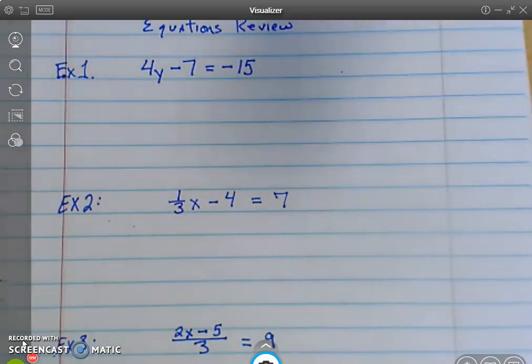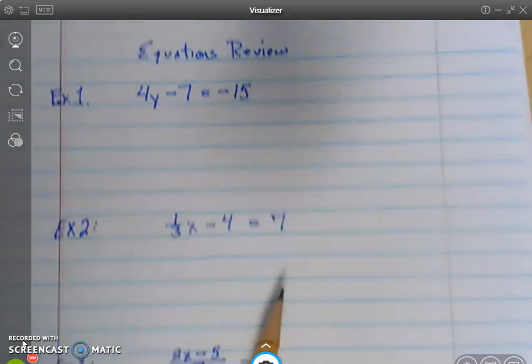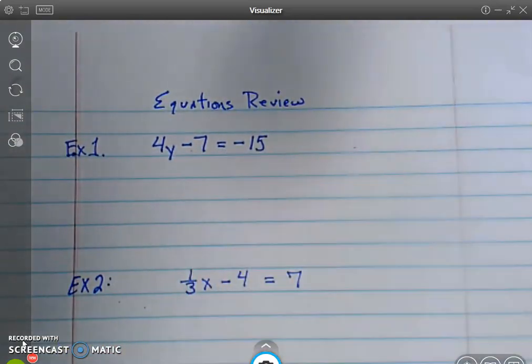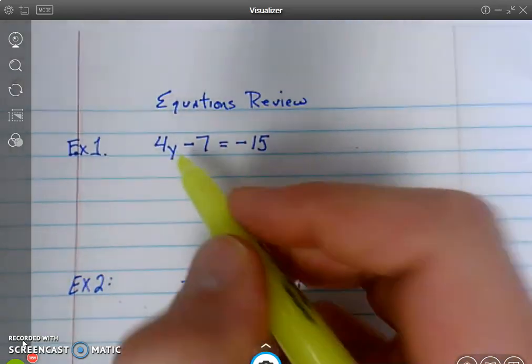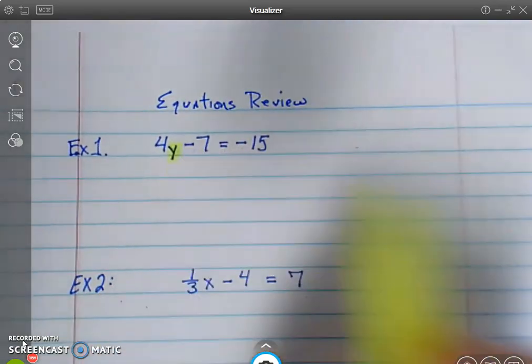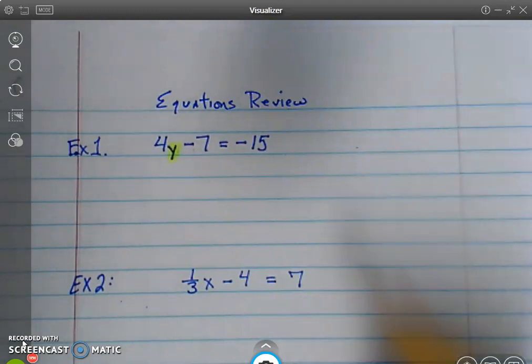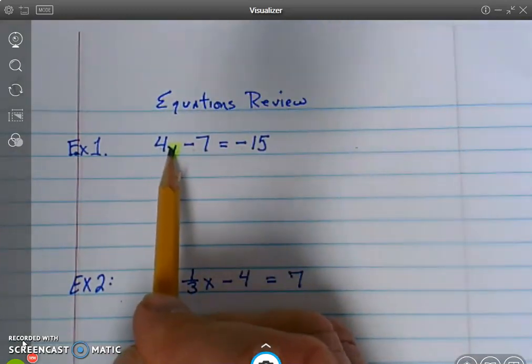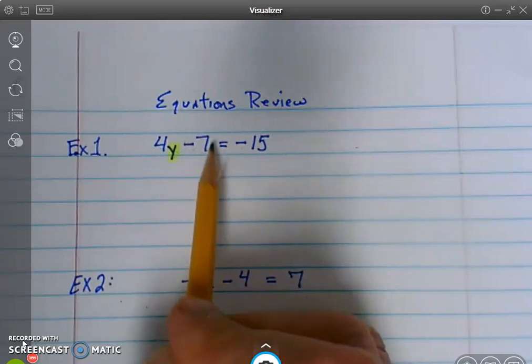Excellent. So now that you've tried these, let me go over my work and see if you and I agree on this. Looking at example number 1, I've got 4y minus 7 equals negative 15. Of course, my goal anytime to solve an equation is to get the variable by itself. In this case, the variable is attached to the coefficient of 4, so the order of operations tells me that I need to undo this 7.